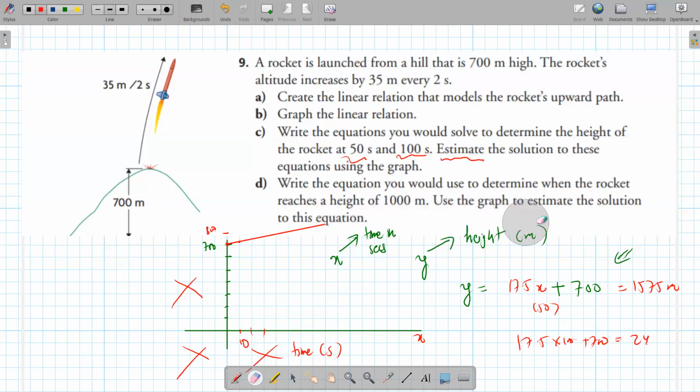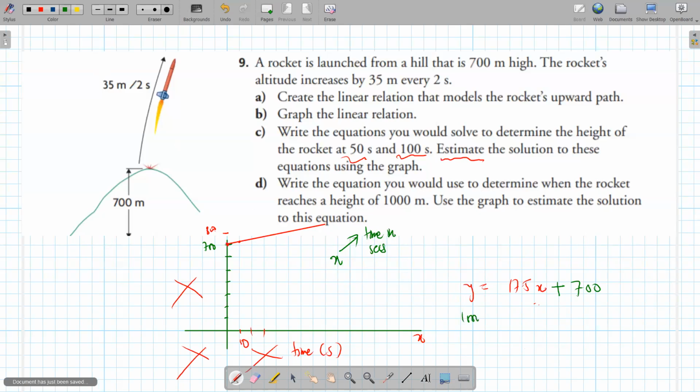Now, part D, it says, what's the time when the height is 1,000? So y equals 1,000. You're going to replace y with 1,000. Again, how do you solve this linear equation? Super simple, 2 steps. 1,000 minus 700, and then divide by 17.5. That's our x. So 1,000 minus 700 is 300. 300 divided by 17.5 is about 17.14 seconds.